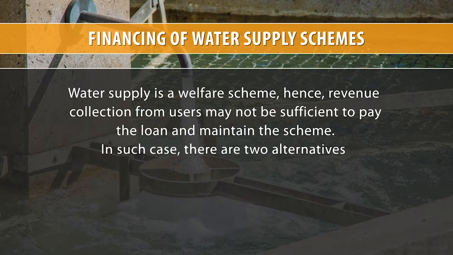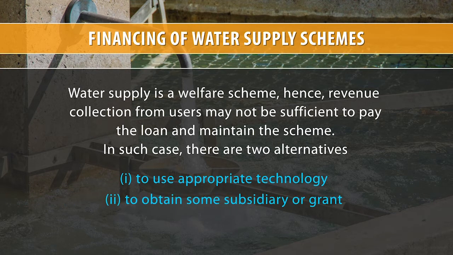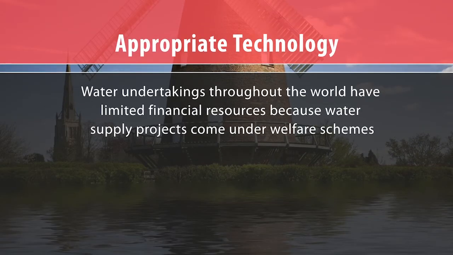Water supply is a welfare scheme, hence revenue collection from users may not be sufficient to pay the loan and maintain the scheme. In such a case, there are two alternatives: to use appropriate technology or to obtain some subsidy or some grant. Now, appropriate technology. Water undertakings throughout the world have limited financial resources because water supply projects come under welfare schemes.